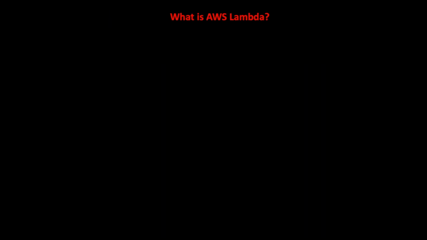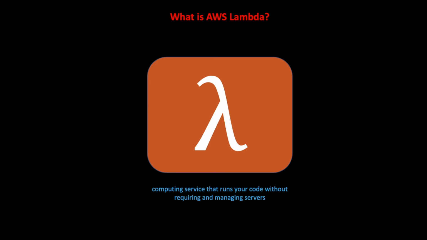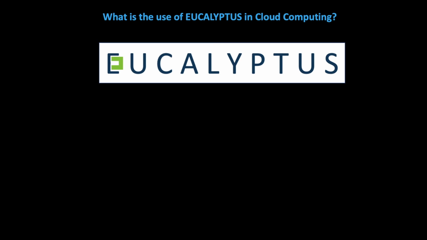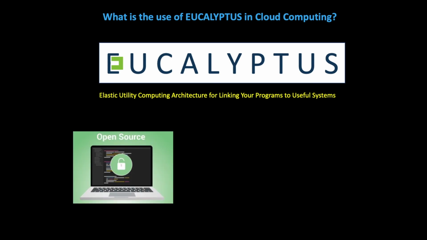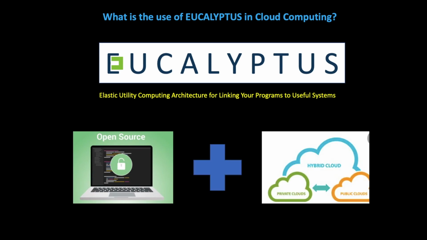What is AWS Lambda? Lambda is a computing service that runs your code without requiring or managing servers. Each client request will instantiate a new Lambda function. Lambda charges you only for the time when the code was running. What is the use of EUCALYPTUS in cloud computing? EUCALYPTUS is an acronym which stands for Elastic Utility Computing Architecture for Linking Your Programs to Useful Systems. EUCALYPTUS is an open source software infrastructure in cloud computing. It is used to build public, hybrid, and private clouds.